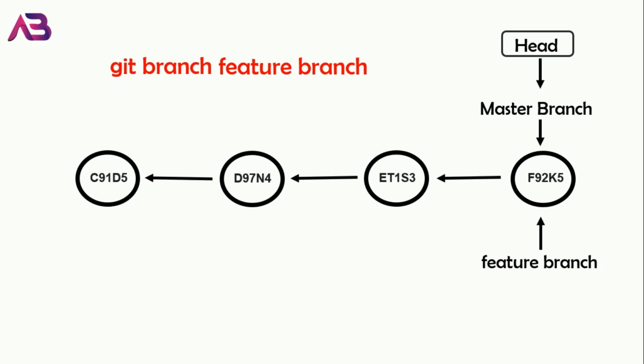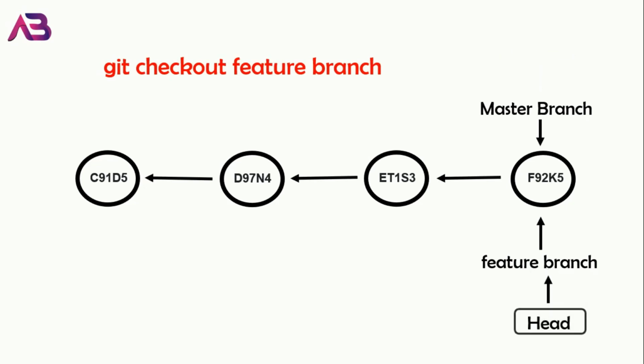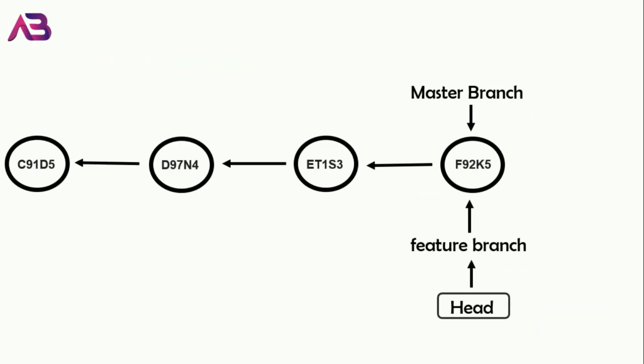Also, there will be a head pointer which will be pointing to the master branch right now, which means you are not working on the new branch, you are still on the master branch. But if you switch the branch with the help of the git checkout command, the head pointer will be pointing to the new branch, which is the feature branch in our case. Now you can add the features in this branch and commit them.